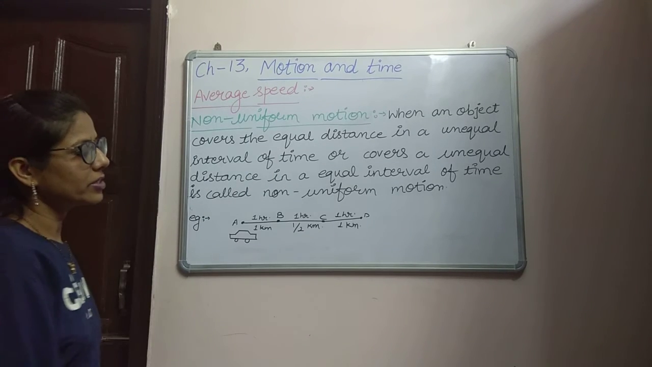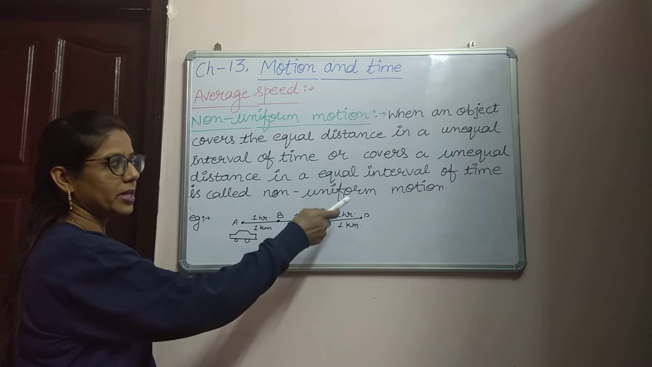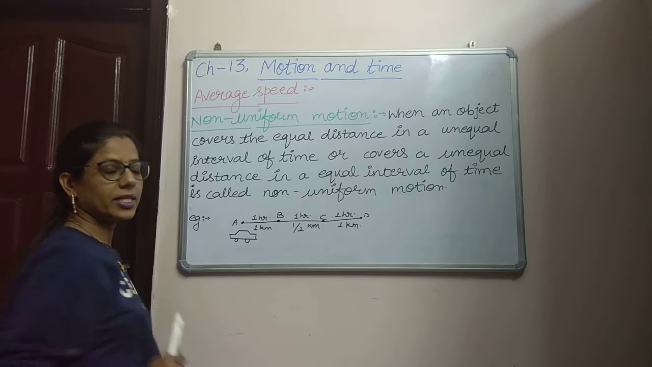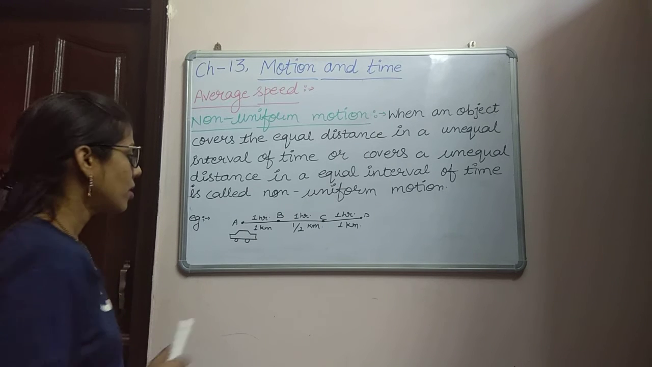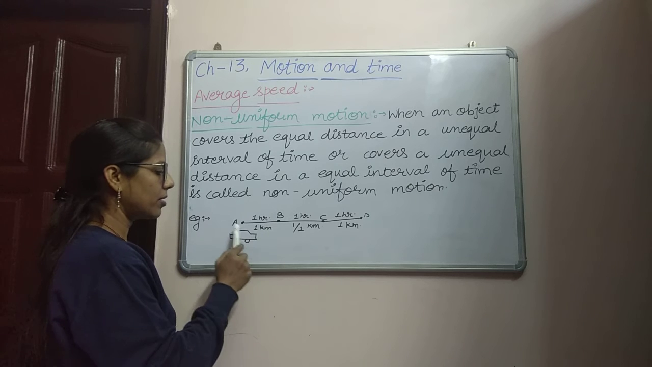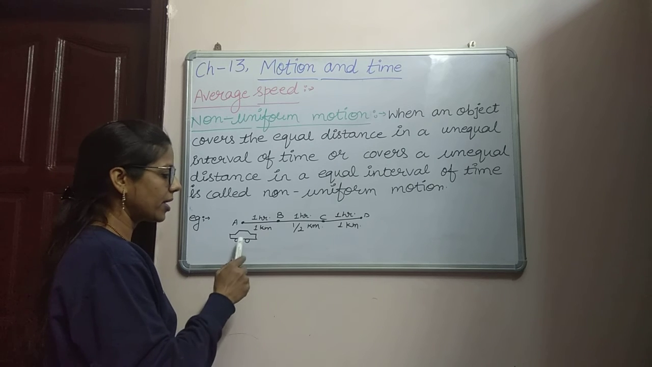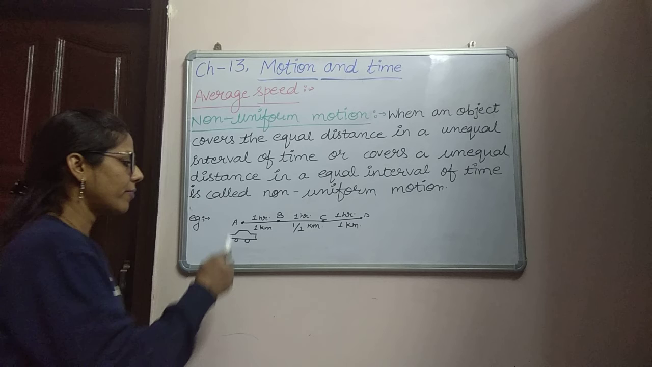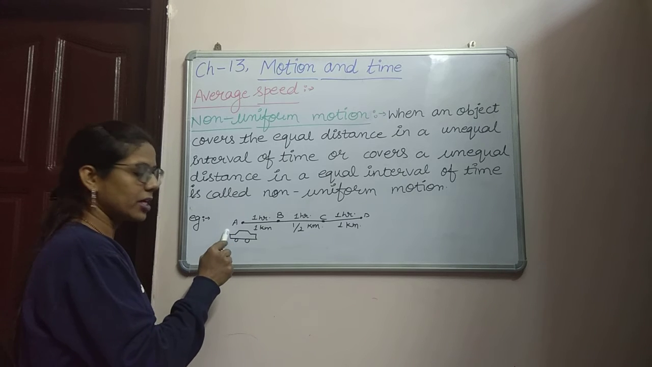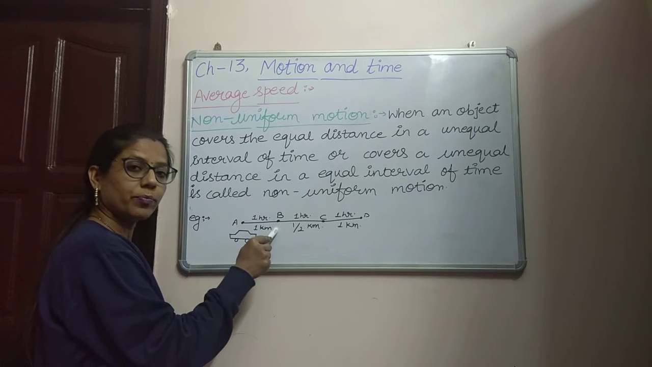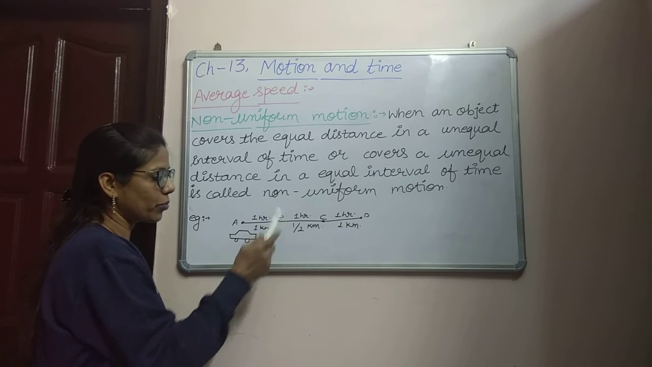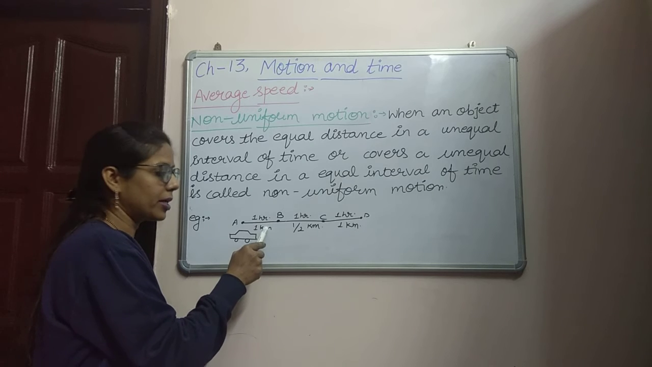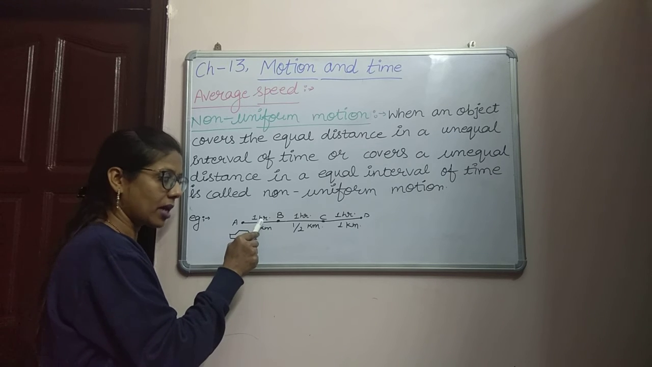Now another condition: as we are saying, maybe an object can cover an unequal distance in an equal interval of time. So we can see in this example, again there is an object and it has to move from A point to D point. It starts its journey from A point, and now it has reached the B point. For reaching the B point, it is covering 1 kilometer and it is taking 1 hour.